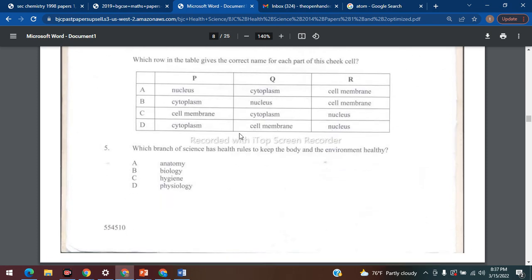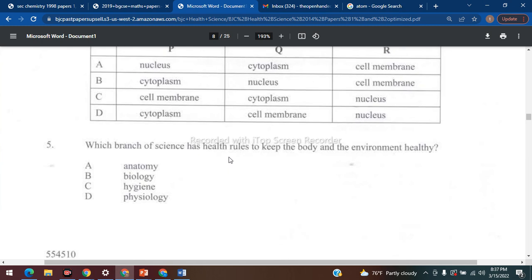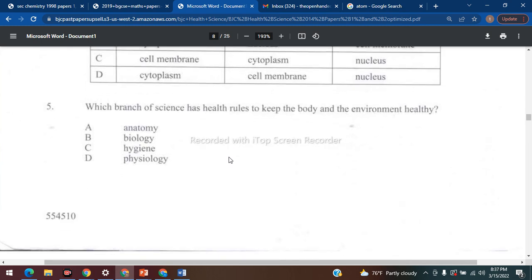Which branch of science has health rules to keep the body and environment healthy? Hygiene. Yeah, remember we talked about that extensively?